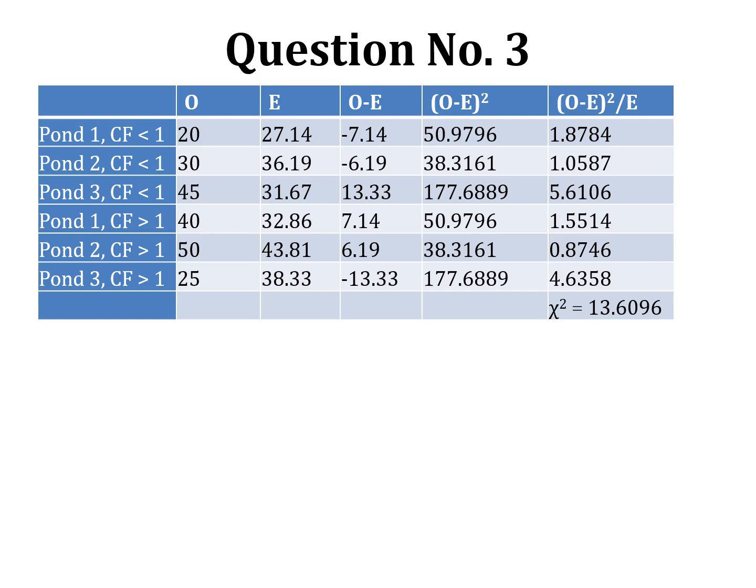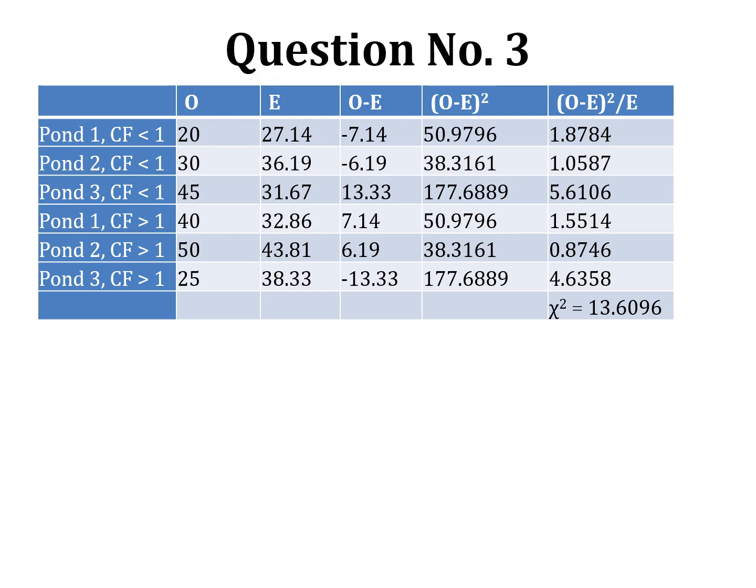Now in the next column, we have square of this difference. So we have square of the difference values as 50.9796, 38.3161, 177.6889, 50.9796, 38.3161, and 177.6889. Then in the last column, we have the square of difference between observed and expected frequencies divided by the expected frequency of the respective class.